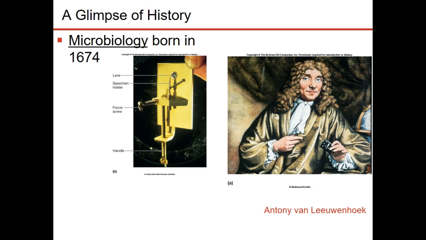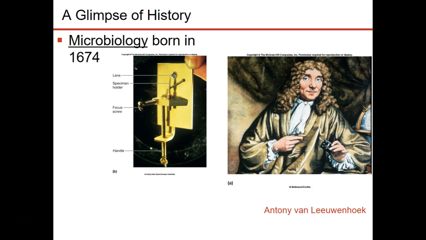Leeuwenhoek was a Dutch draper, and he was making very fine drapes for some of the richer folks. To make them very good, he used a lot of magnifying glasses to make sure that all of his stitches were perfect. Well, while he was doing that, he started thinking about what else he could see with the microscope, or with his magnifying glass.